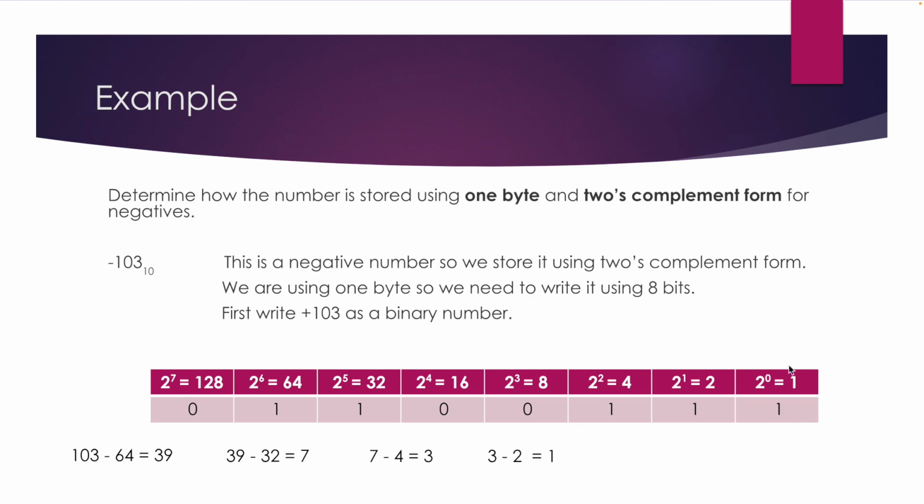And there, again, I'm going to check by doing 1 plus 2 plus 4 plus 32 plus 64, which should get me back to 103. So 103 is 0, 1, 1, 0, 0, 1, 1, 1. Now, if I want to write that as a negative, I'm going to put it into 2's complement form.